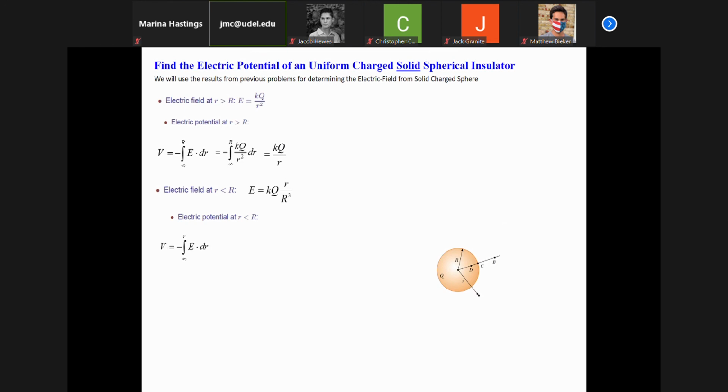Now, remember, we have to do this piecewise because the spatial dependence of the electric field depends on whether you're inside the sphere or outside the sphere. It's not a simple smooth function all the way from somewhere inside the sphere to some very far away distance. And so we have to do this integration, what I call piecewise, because the relationship changes as you cross the boundary of little r equal big R.